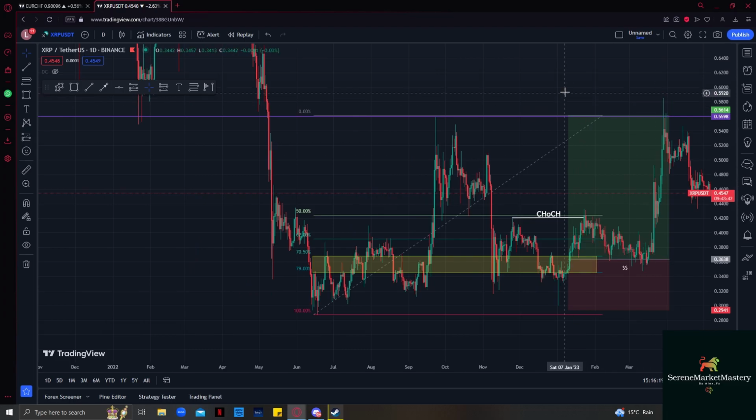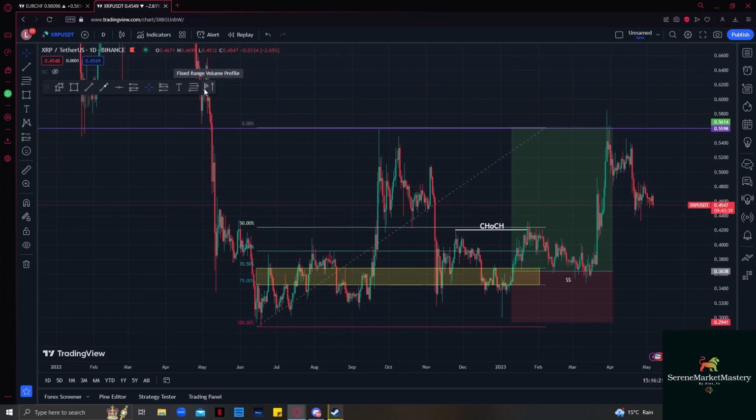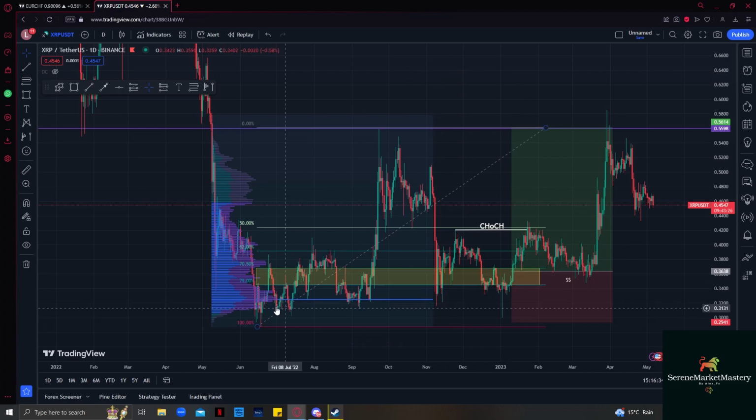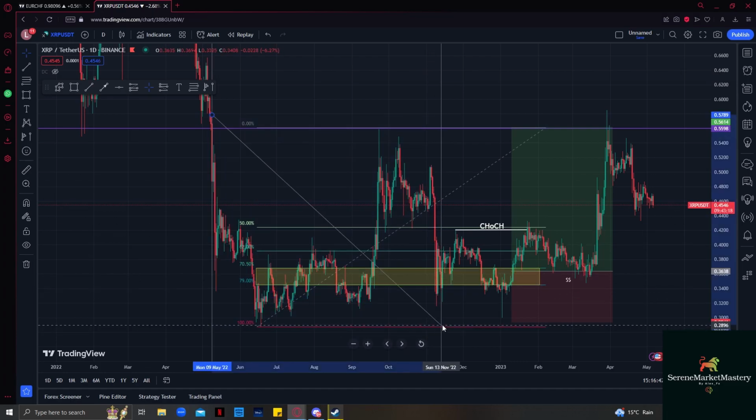So if I just move that to the side quickly, I took the fixed range volume profile, which I'll also show you the settings for in a second, and I drew it from the start here all the way to where it finished over here. Okay, and as you see, the highest amount of volume, it will draw its volume out all the way here. Okay, so this is when it first came out. I drew it like this, and I just kept tracking it.